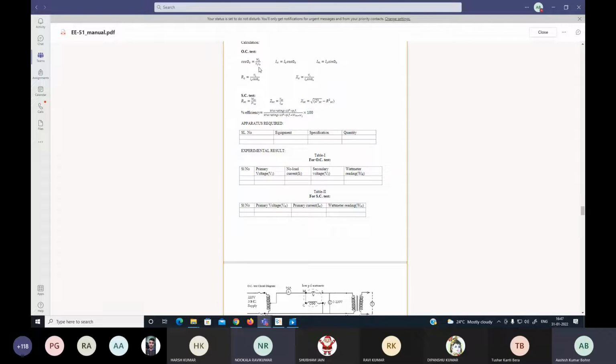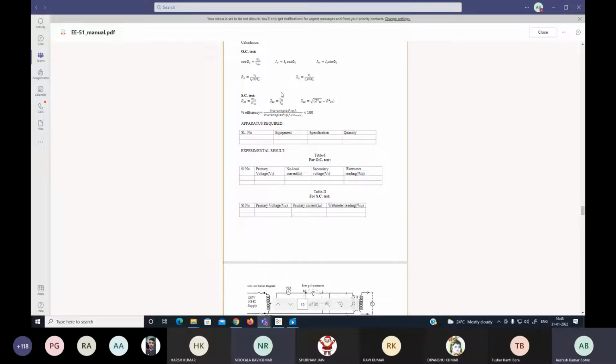After finding cos phi naught, you will calculate IW equal to I0 cos phi naught. You know the I0 value and the cos phi naught value. Just multiply and you will get IW, the working component. Then IM you will get using I0 into sin phi naught. How do you calculate sin phi naught? All of you know sin phi equals the square root of 1 minus cos squared phi naught. You use this trigonometric relation, then you will get sin phi naught.